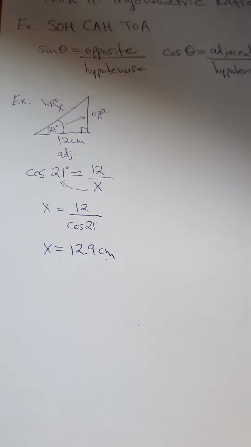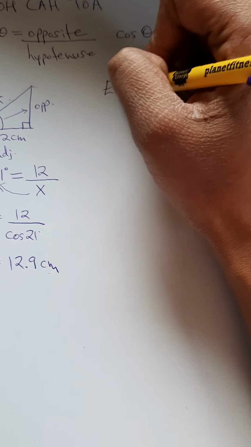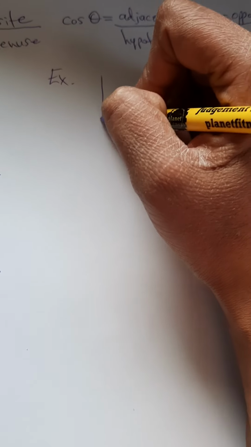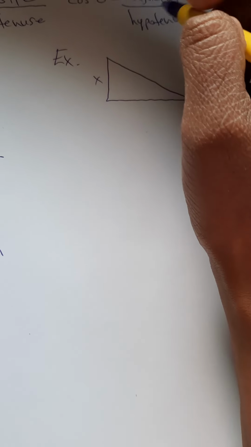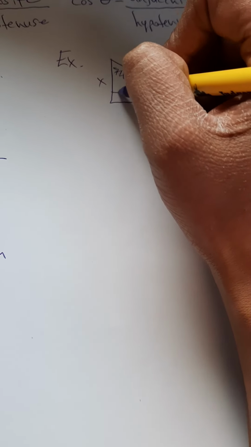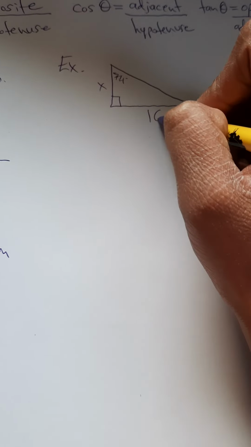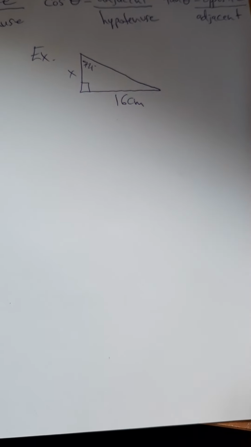All right, so let's try one more example here. Let's try this triangle. This time let's look for one of the sides here. I'm going to put x. 74 degrees, and this is 16, let's put centimeters.